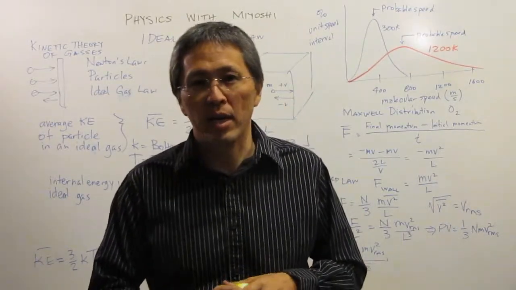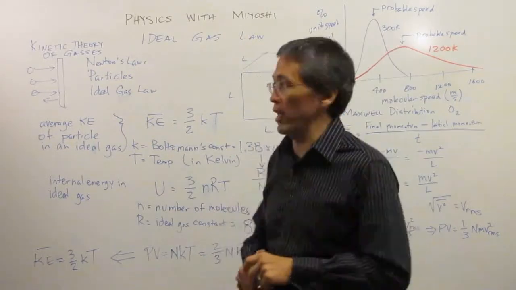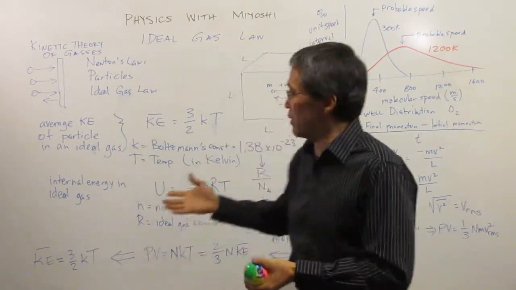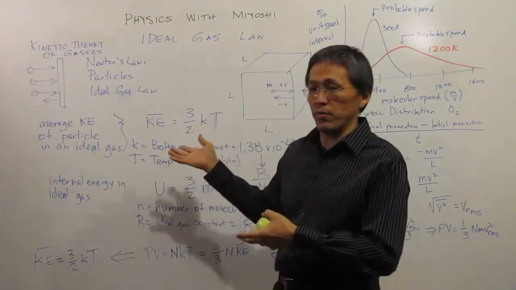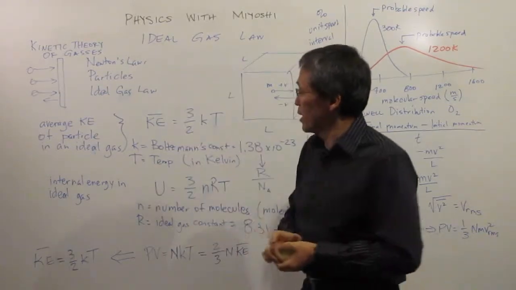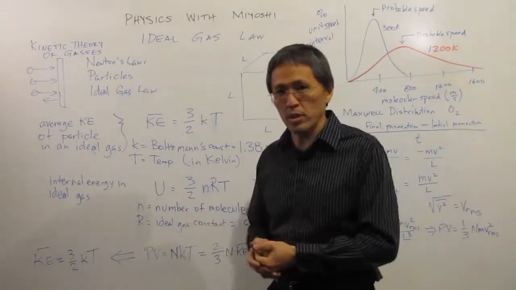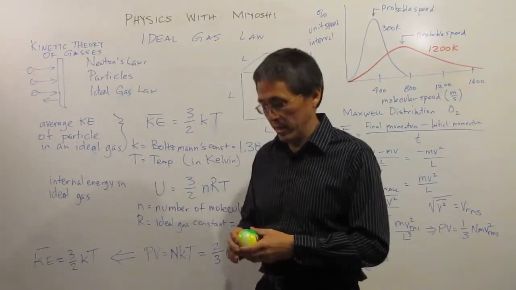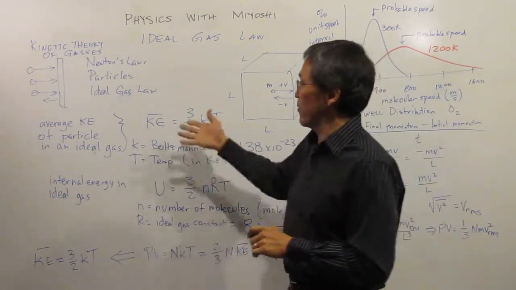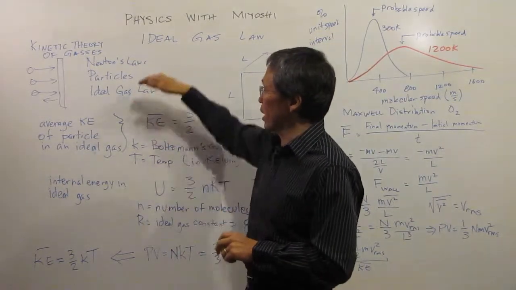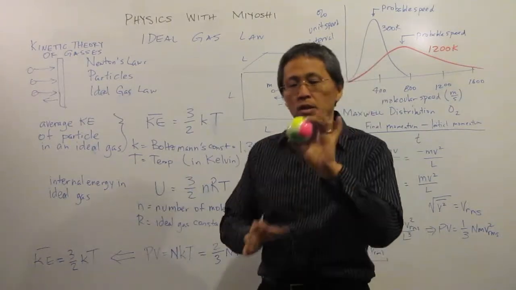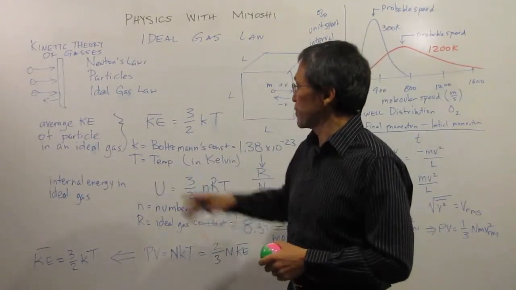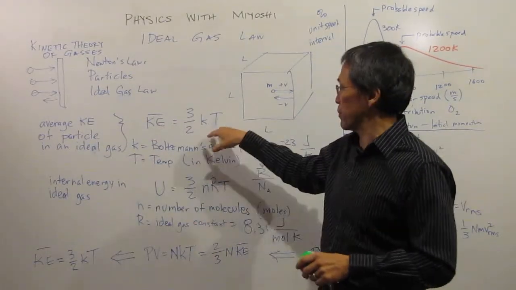Today we're going to talk a little bit more about the ideal gas law, and we're going to talk about the kinetic theory of gases. We're going to see if we can tie the macroscopic, in other words, things you can observe, to the microscopic, the things we can't observe with our eye, particles bouncing around and how they affect each other. So we're going to use Newton's laws, talk about particles, we can represent a particle as something like this ball, and use the ideal gas law to figure out how the kinetic energy is related to the temperature.